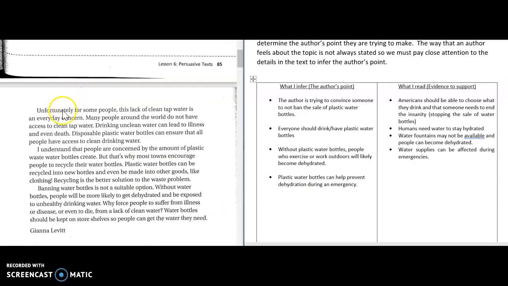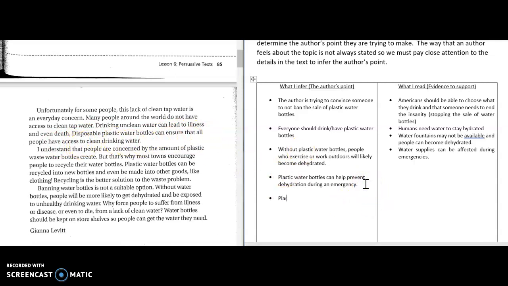So now we're on page 2. Here we go. Unfortunately for some people, this lack of clean tap water is an everyday concern. Many people around the world do not have access to clean tap water. Drinking unclean water can lead to illness and even death. Disposable plastic water bottles can ensure that all people have access to clean drinking water.